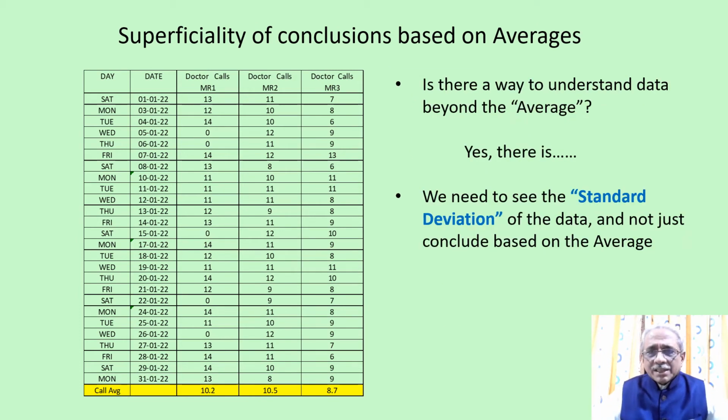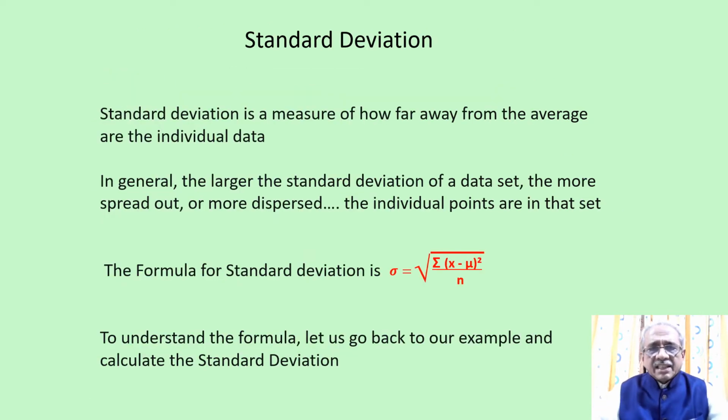Is there a way to understand data beyond the average? Yes, there is. We need to see the standard deviation of the data and not just conclude based on the average. Standard deviation is a measure of how far away from the average are the individual data. In general, the larger the standard deviation of a data set, the more spread out or more dispersed the individual points are in that set.